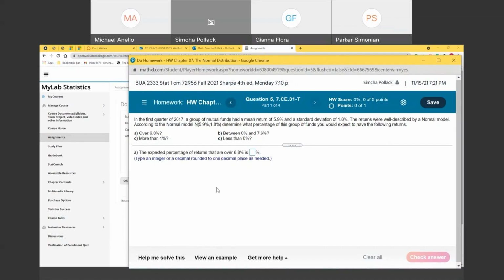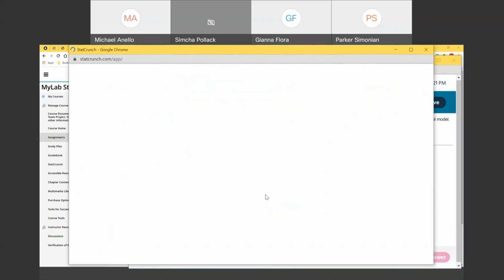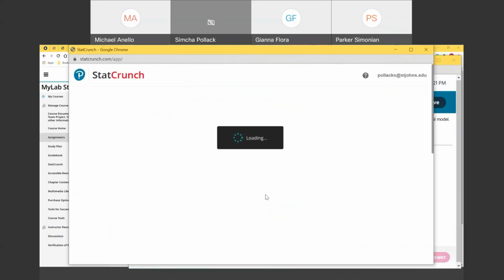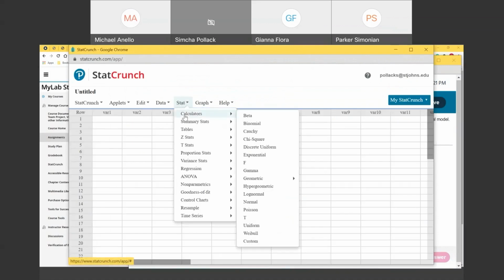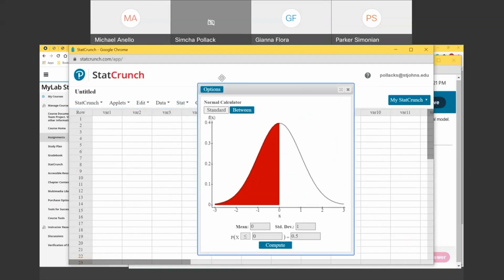That's a great example to solve using the StatCrunch calculator. I'm going to say open up in StatCrunch, and then I'm going to go into Stat Calculator. In other chapters you may be using the T, but in this chapter you're using what's called a normal, because we're told it's a normal bell-shaped curve. And this is what opens up.